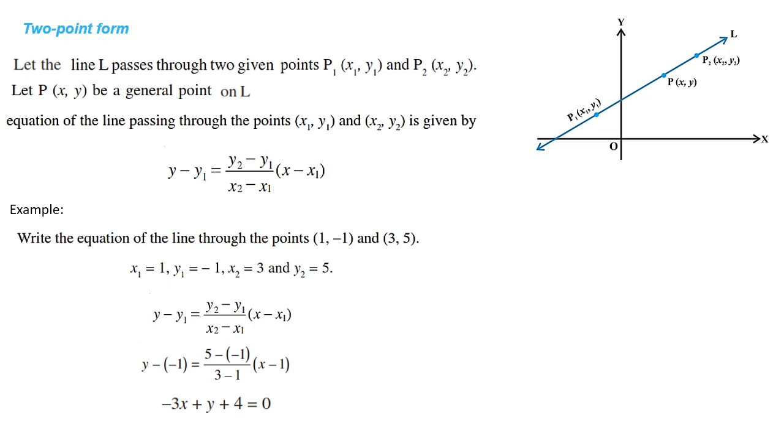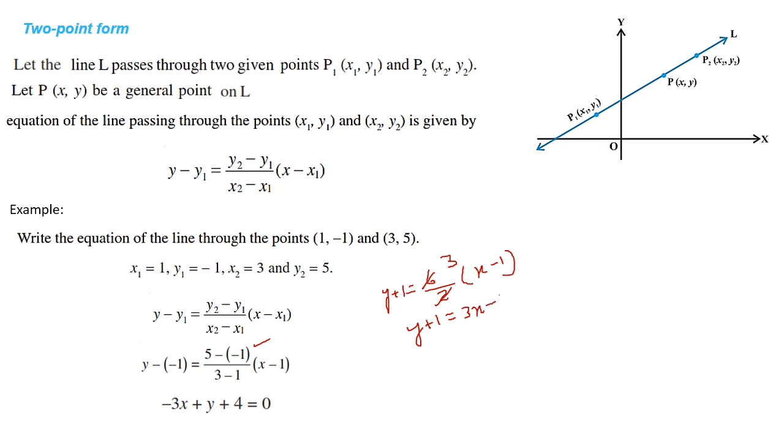Then here, okay, we'll do a little work. That is y minus into minus 1, that is y plus 1 will be coming. y plus 1 is equal to 5 minus into minus, that is 5 plus 1 is 6, divided by 3 minus 1 is 2, into (x minus 1). That is the simplification. Then here 2 and 6 we can cancel 3 times. That means y plus 1 is equal to 3x minus 3 will be coming.